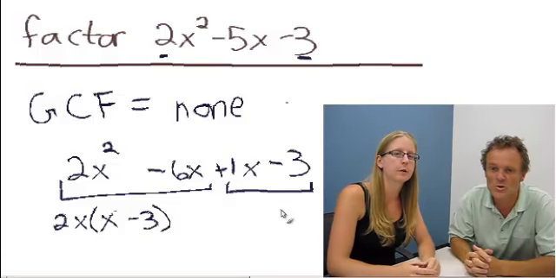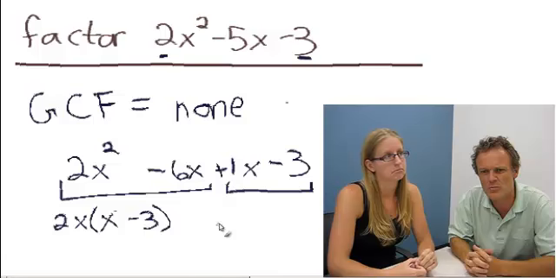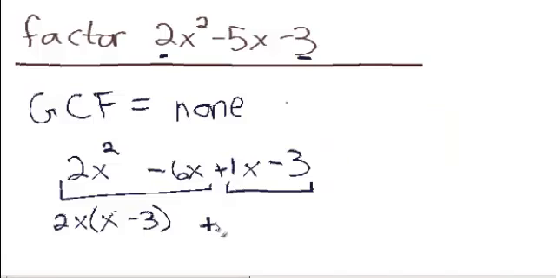Second group, what can we do? I can't see anything at the moment to factor out of that, but we can always take the 1 out. When there's nothing in common, there's a 1. The reason you always want to write that there is so you can see those two matching parentheses. Now you notice there's an x minus 3 in common for both. So now they have an x minus 3 in common.